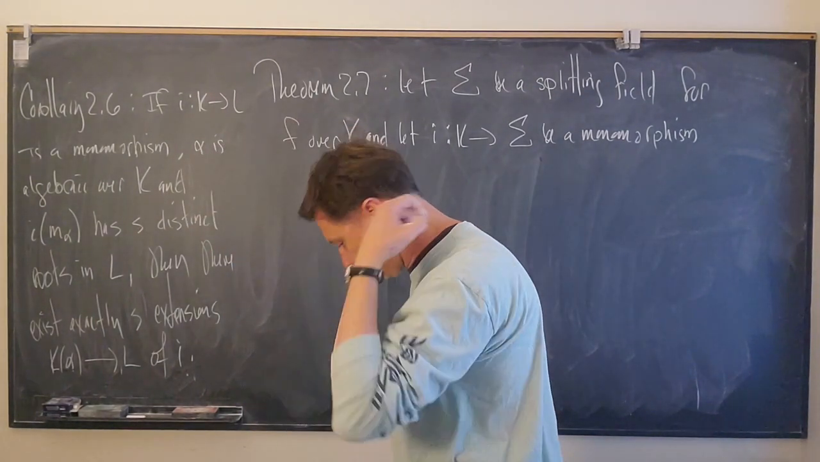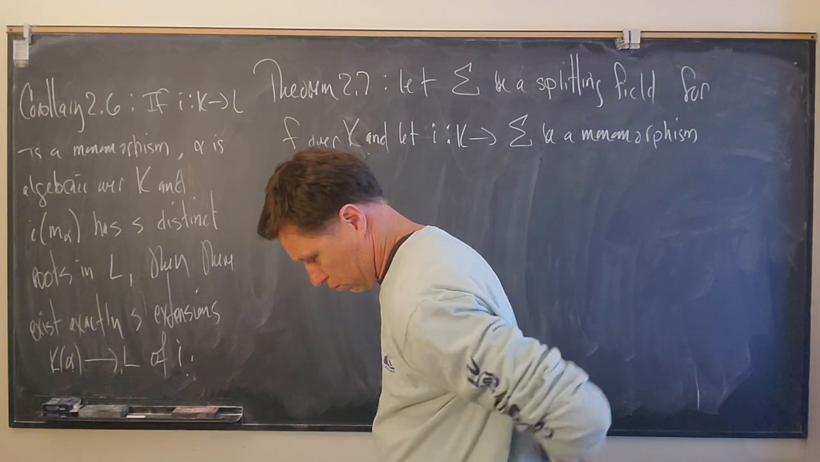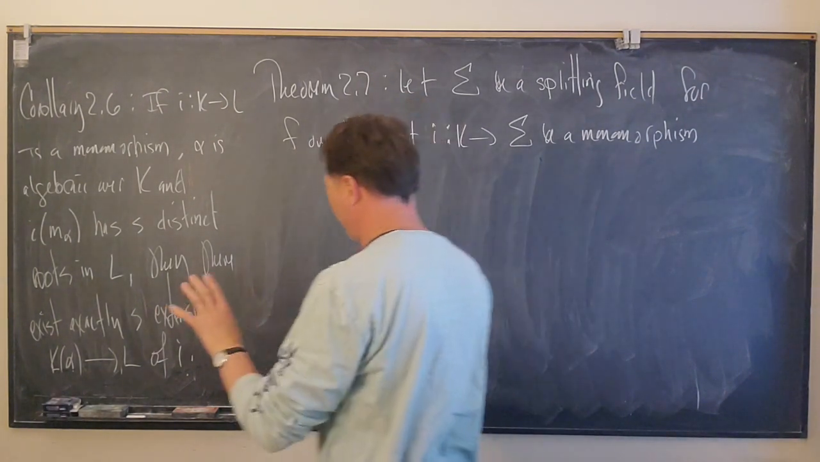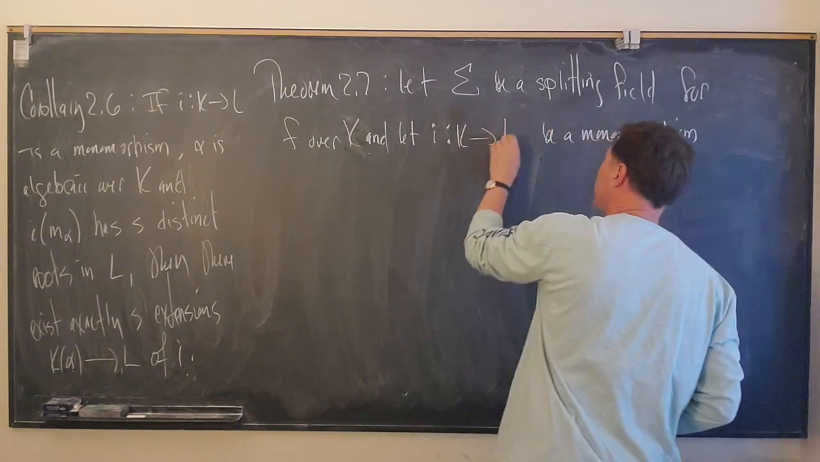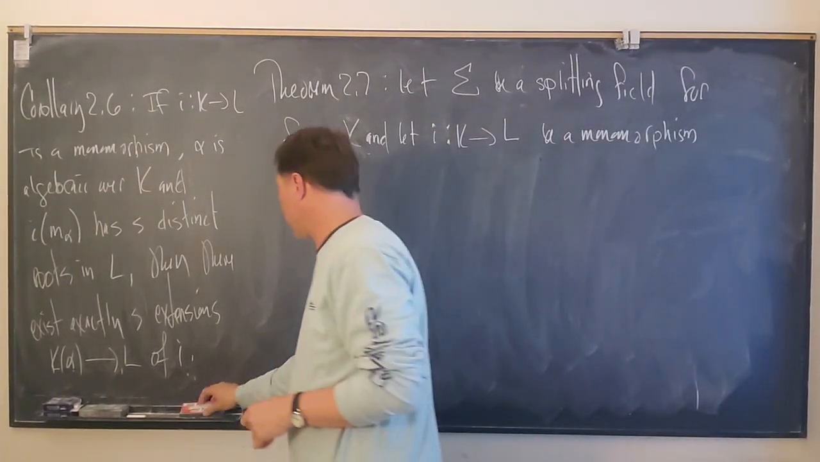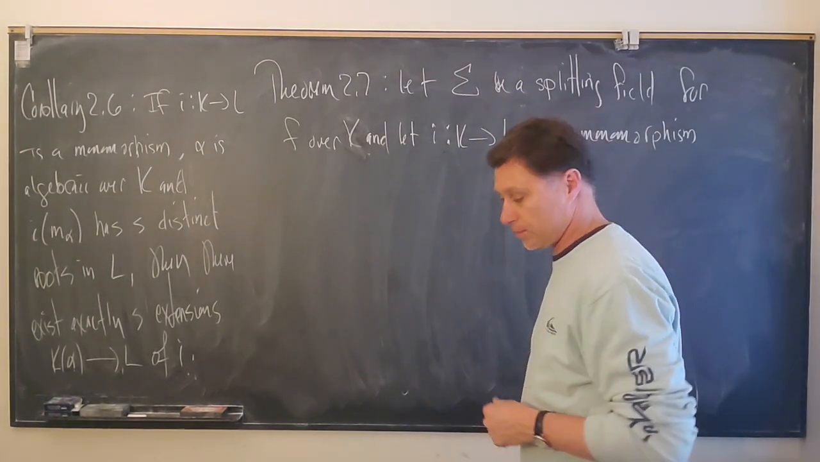So now, sorry. No, I don't want sigma there. I want, right, I'm sorry, I need L here. Okay. So now this theorem is going to tell us when we can extend I to all of sigma.